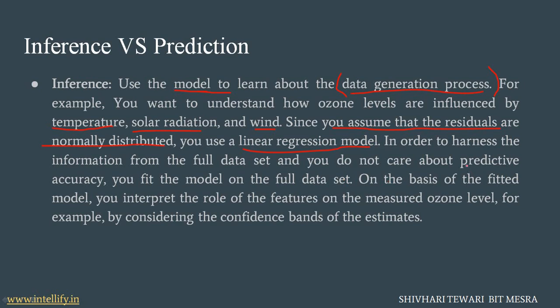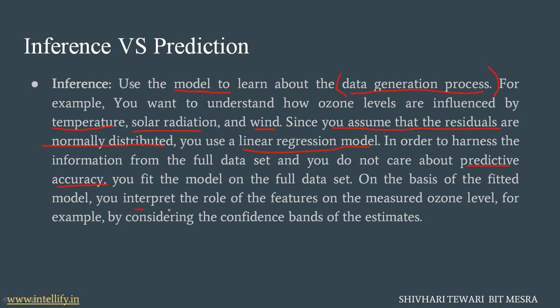the predictive accuracy. See, this is the very big term, predictive accuracy. That means the accuracy which we are using to forecast our result. So the predictive accuracy is not a concern for an inference system. We basically care about the data generation process, and to see that we will take the full data from our data set, and then we fit that model to our inference system, and on the basis of that model we interpret the role of features on the measured ozone level.